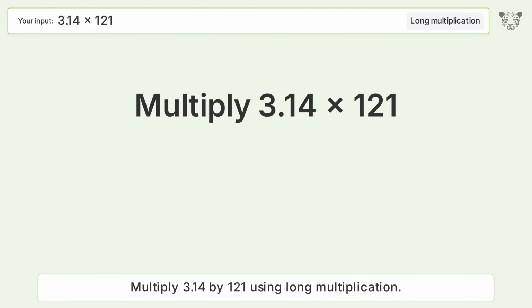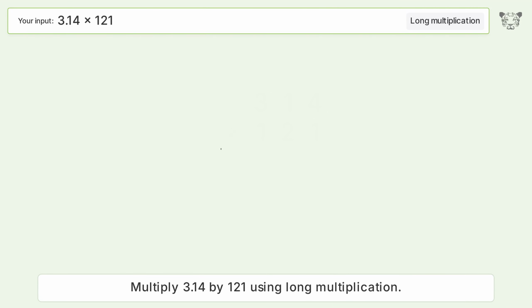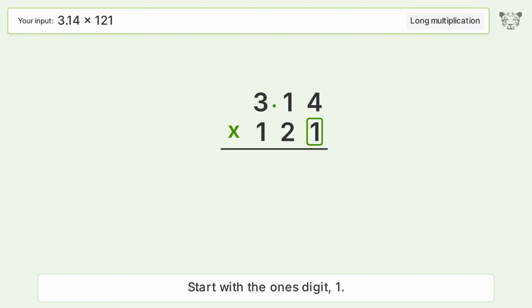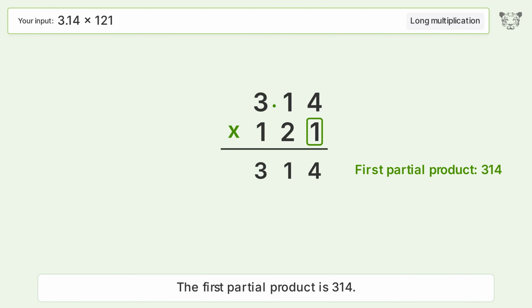Multiply 3.14 by 121 using long multiplication. Start with the ones digit, 1. 1 times 4 is 4. 1 times 1 is 1. 1 times 3 is 3. The first partial product is 314.